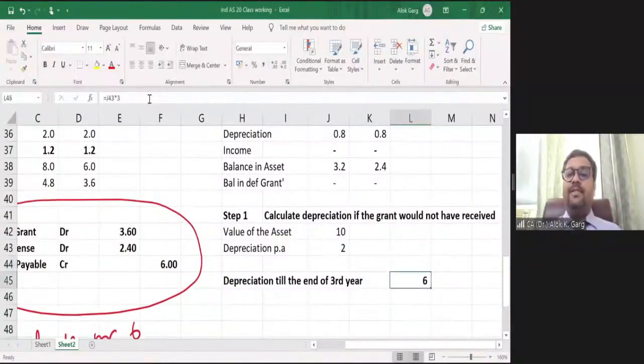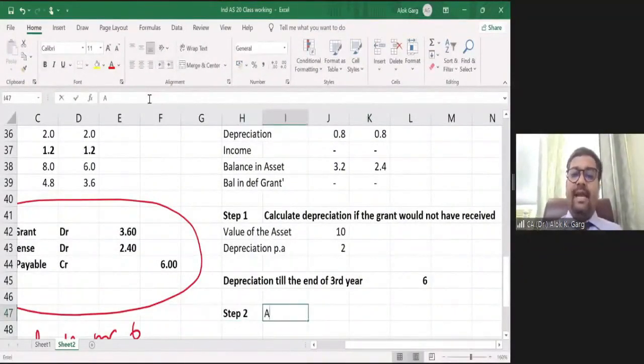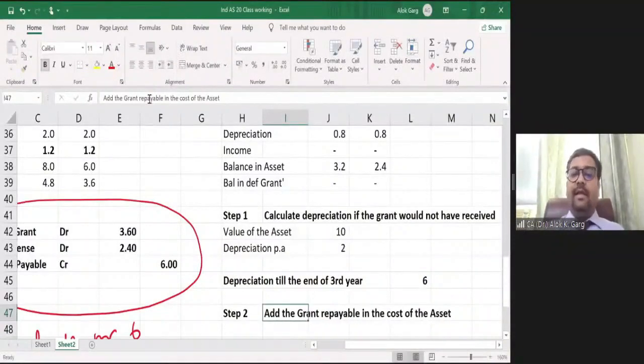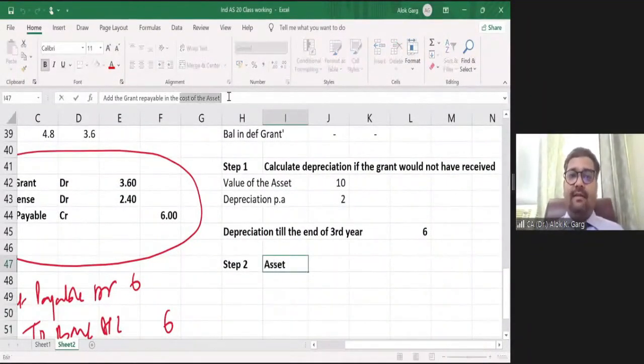Yeah. Step 2: add the grant repayable to the cost of the asset. So we need to add the repayable grant to the cost of the asset. Guys, add the grant repayable in the carrying value of the asset, in the carrying amount of the asset.